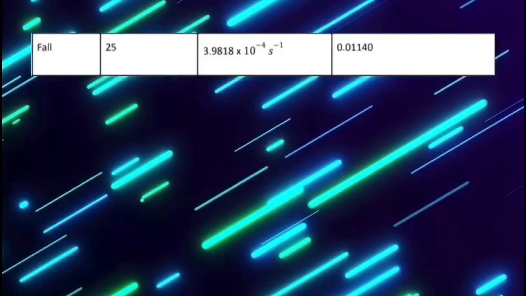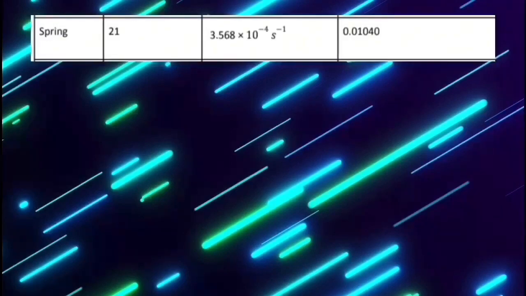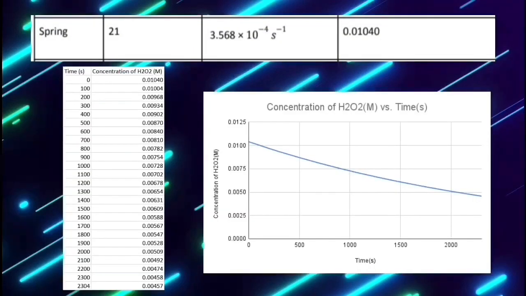Next, the rate constant for autumn is 3.9818 × 10^-4 per second. Autumn's starting hydrogen peroxide concentration is 0.0114 molar. Other than that, the rate constant for the spring season is 3.569 × 10^-4 per second. The initial hydrogen peroxide concentration is therefore 0.0104 molar.